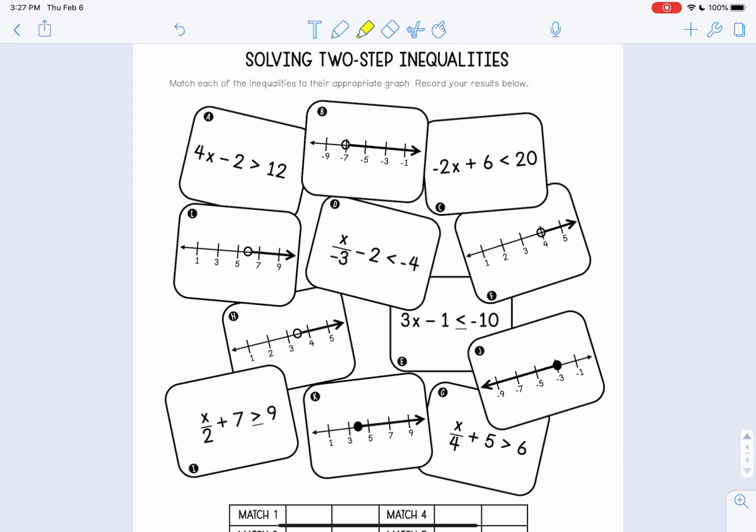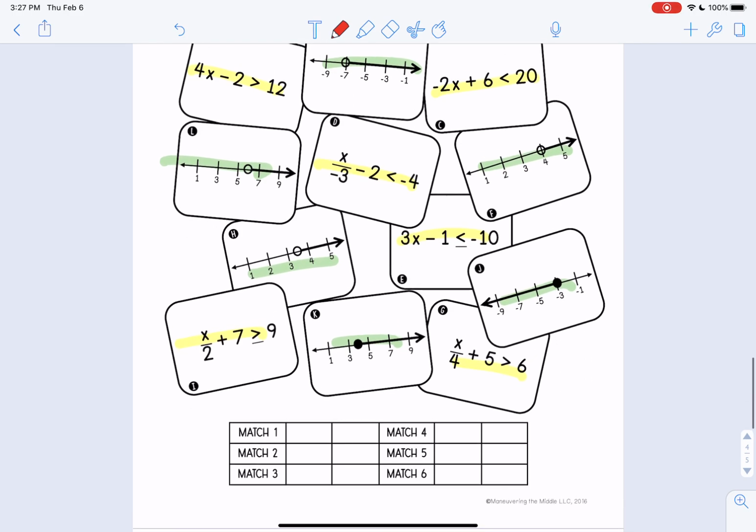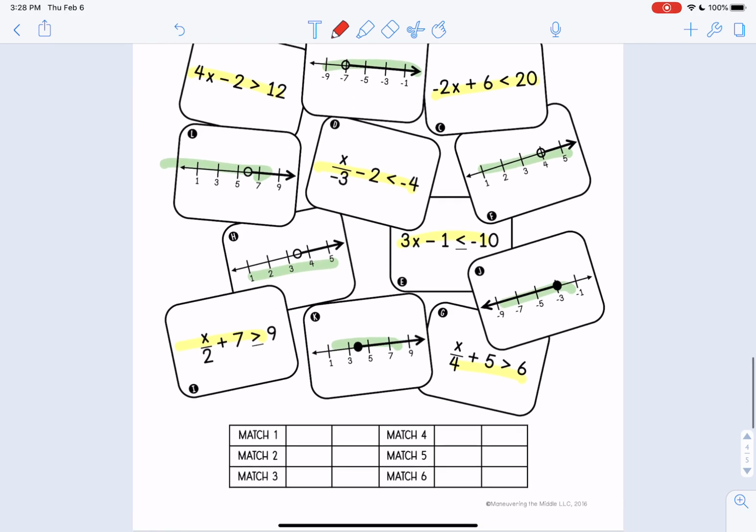So if you'll notice, some of these cards have problems, and then some of the cards have number lines. So your job is to solve the problems and then match which number line graph goes with it, and then write your pairs in the space below.